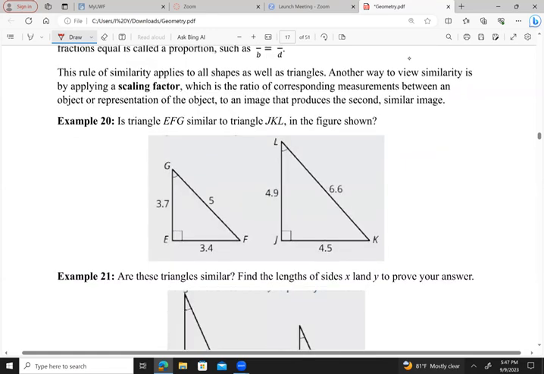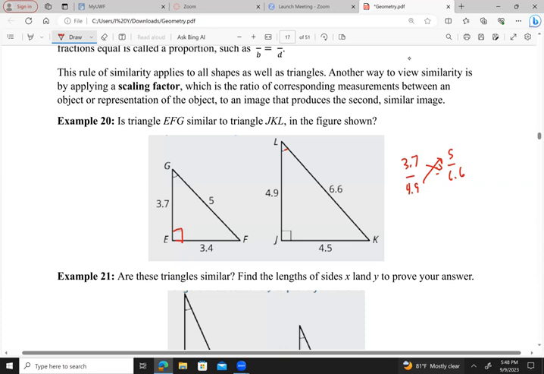So, is triangle EFG similar to triangle JKL? So we have this to help us. We have two angles that are the same, which means all three angles are the same. So there should be some common proportion. So is there? Is 3.7 to 4.9 the same as 5 to 6.6? Does this work? And you know how to check these, right? Simply cross multiply.